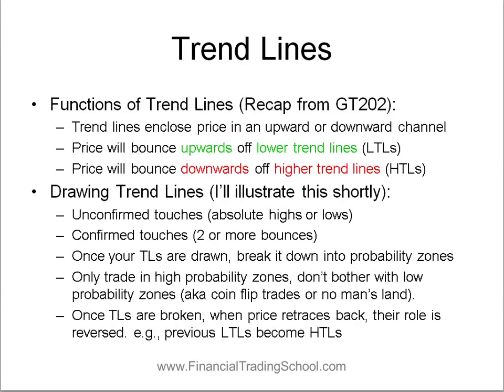So for the function of trend lines, this is a recap from BO202, just like before. Trend lines, like support resistance levels, enclose the price, except now we're not in a horizontal channel anymore, we're in either an upward or downward channel. So price will bounce upwards off of the lower trend line, and the acronym for this is LTL, and price will bounce downwards off of higher trend lines, denoted HTL.